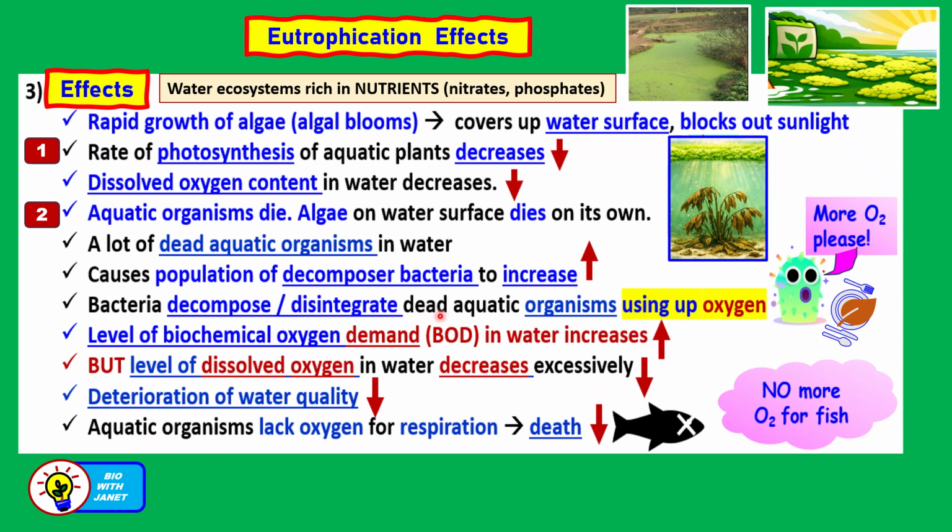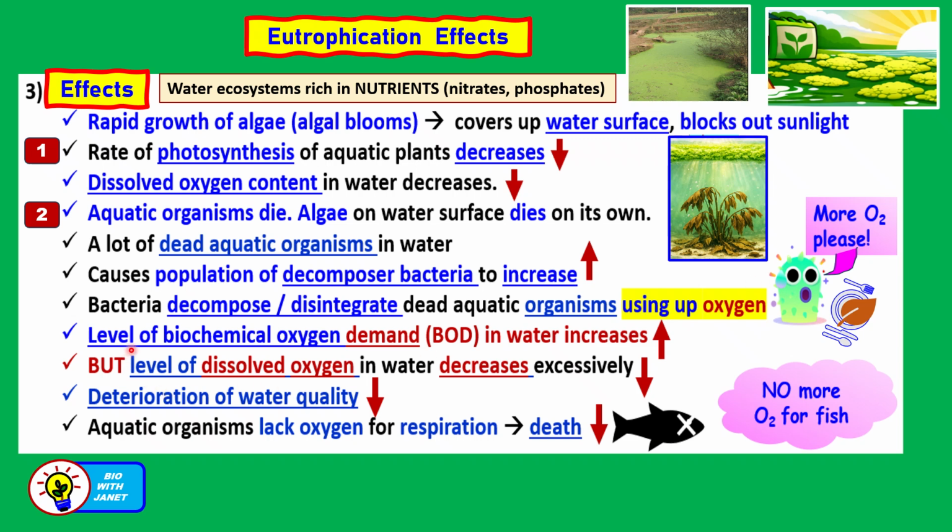Bacteria decompose or disintegrate dead organic organisms, using up oxygen. So the dead organic matter is like their food. They have to break it down to obtain energy, and they need to use oxygen. Aerobic bacteria need to use oxygen, just like we eat food and break down glucose to produce energy, and we need oxygen to break down glucose.